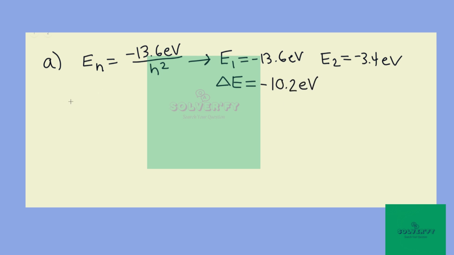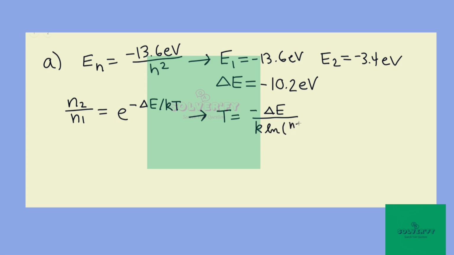Okay. So then we can find the occupancy. Well, not find it, we know it. We can relate it to the temperature, which is what we want: delta E over kT. So doing one or two steps of algebra, moving some stuff around, we can get T, which is simply negative delta E over k natural log of N2 over N1.